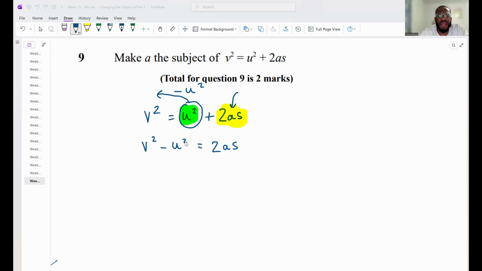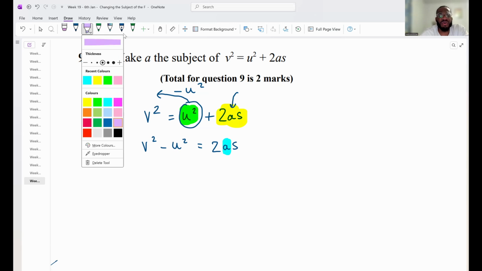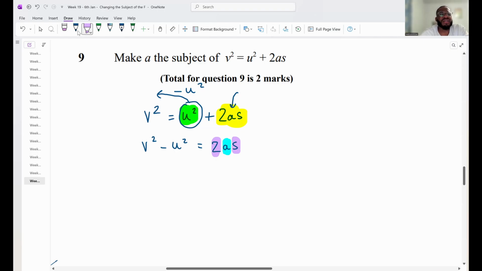Yeah. And then now we're trying to make a the subject. So this is a right here. What I do have is I've got a 2 and I've got an s here, like that. What do I want to do? I need to get rid of these. So what you can do is, do you guys agree? 2as is the same as 2 times a times s. Do you guys agree with that?